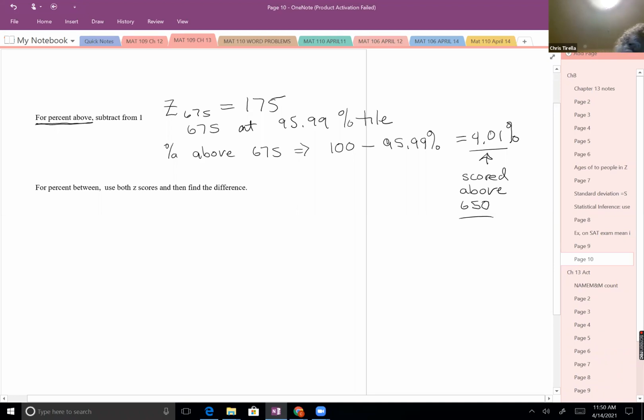And I'm looking at the clock, and the clock is saying it's that time. So I'm going to stop here. But before I do, does that make sense that if 95.99% were below me, I'd subtract from 100 to find the percent that's above me? Because the whole population would be that 100%.